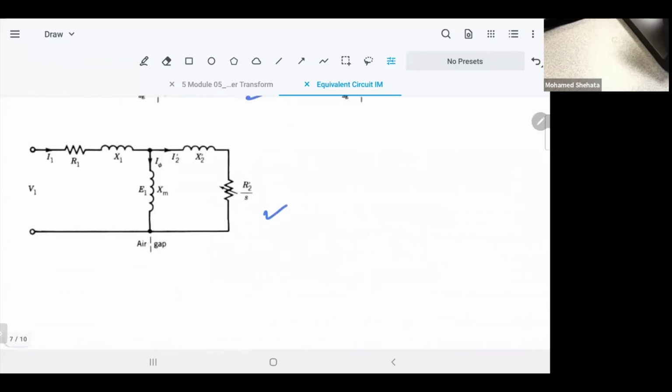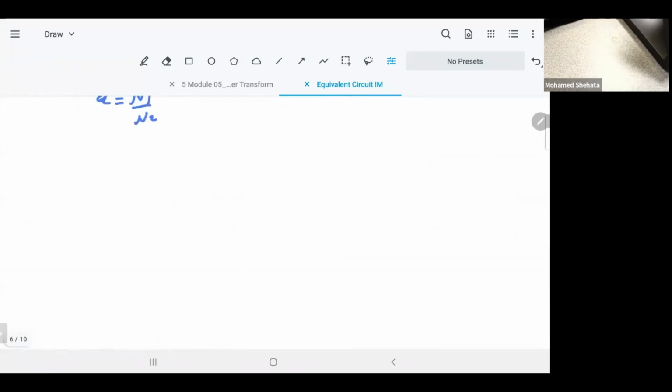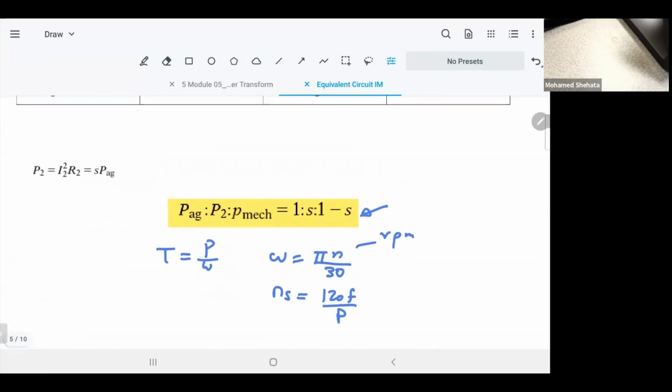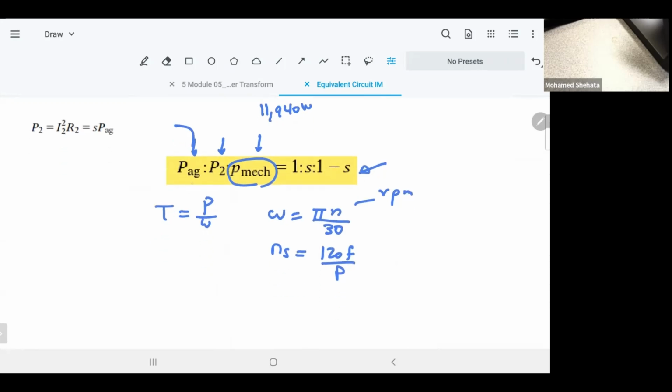Okay, look at that. What is the nice formula I gave to you? Yeah, here you go. The ratio between air gap power, copper loss, and mechanical power is 1 to S to 1 minus S. We found the mechanical power, it's equal to 11,940 watts. And we need to find the air gap power. So the ratio between the air gap and the developed mechanical power is 1 to 1 minus S. And this one is given.